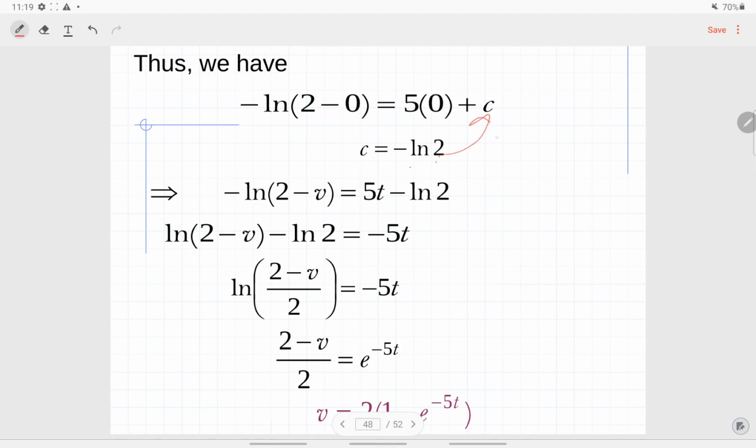So we substitute into this equation, and then here we can solve: ln(2 minus v) minus ln 2 equal to negative 5t. We multiply with the negative here, then this is negative, this is a division. We can solve here for v. You can say that v equal to 2 times (1 minus exponential negative 5t). So it is proven.